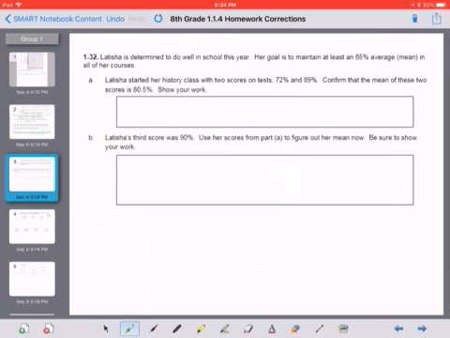Show your work. So in order to do this, we would add the 2 together. So we do 72 plus 89 and then divide both of that by 2. And that equals 80.5. So yes, it is 80.5. It says then Letitia's third score was 90. Use her previous scores from part A to figure out her mean now. Be sure to show your work.